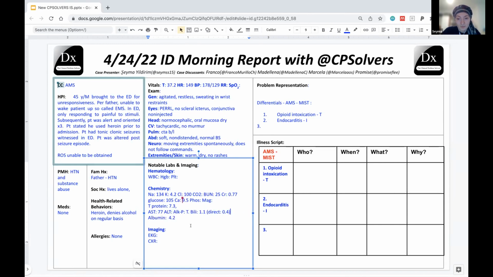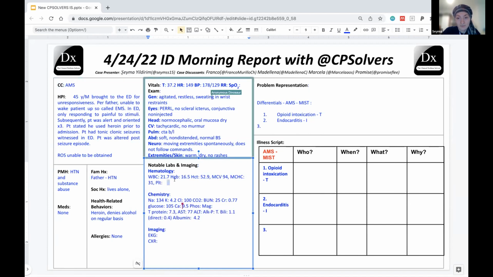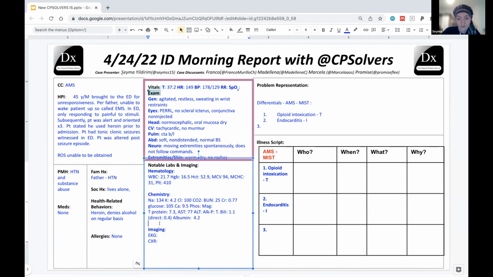And now coming to the complete blood count, the white blood cells were 21.7. The hemoglobin was 16.5. The hematocrit is 52.9. MCV 94.5. MCH 29.5, MCHC 31, and the platelets 410. And his COVID antigen testing was negative.